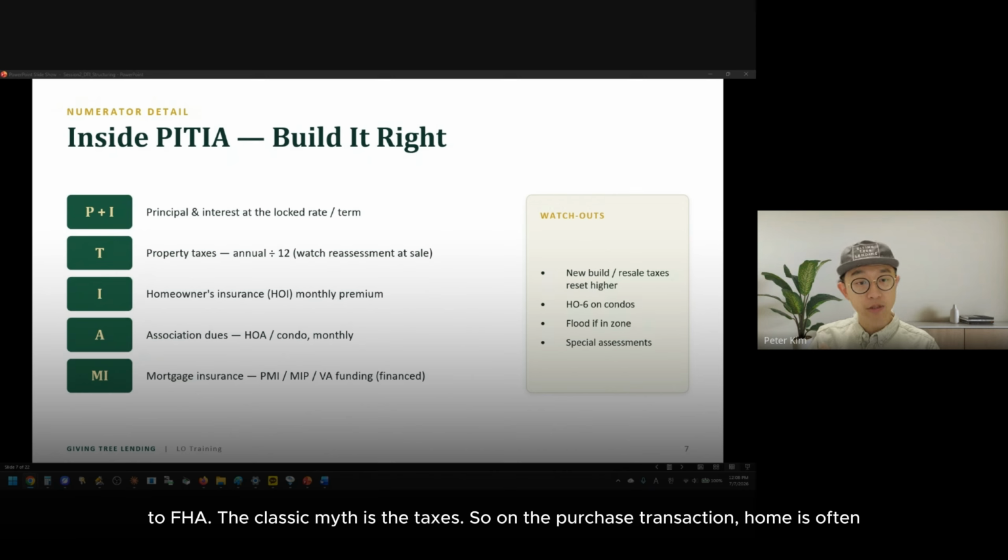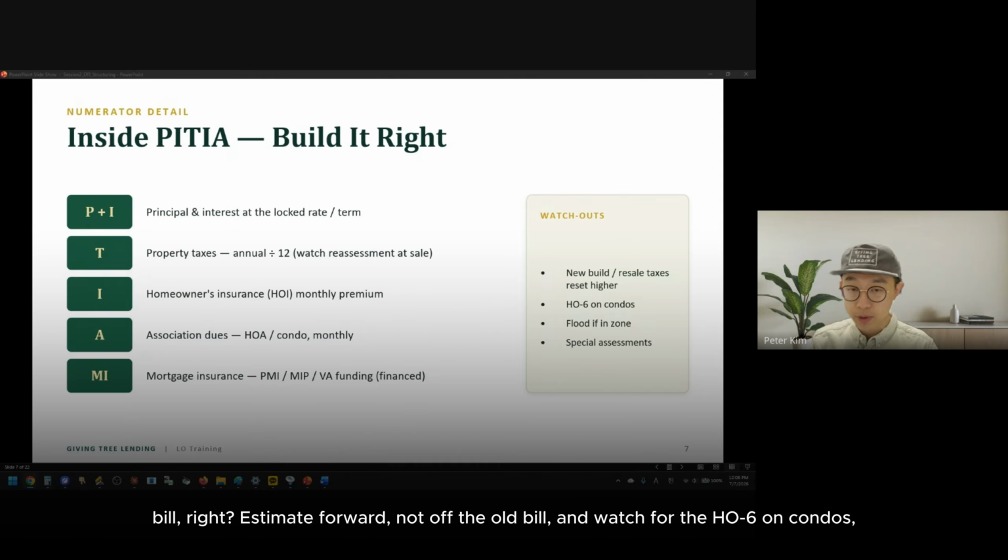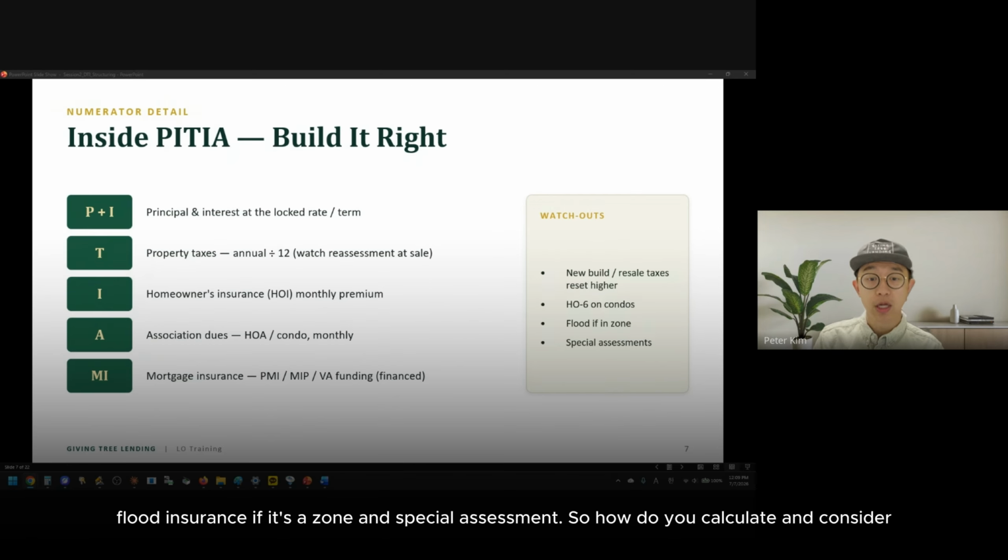The classic miss is the taxes. On a purchase transaction, the home is often reassessed at the sales price, which can be far higher than the seller's current tax bill, right? Estimate forward, not off the old bill. And watch for the HO6 on condos, flood insurance if it's in a flood zone, and special assessments.